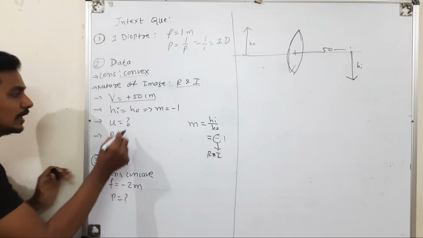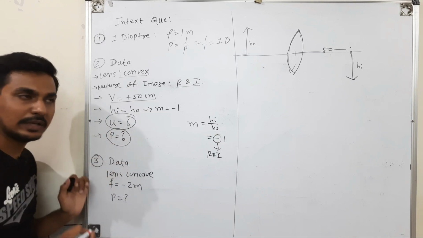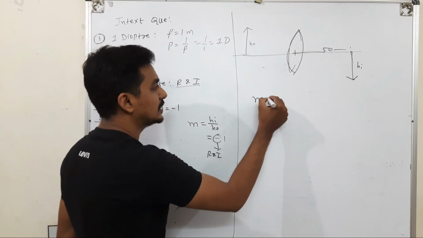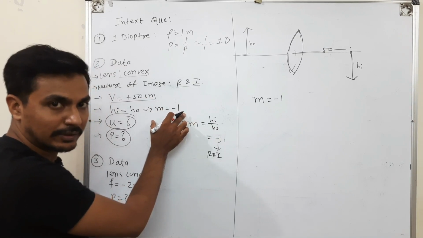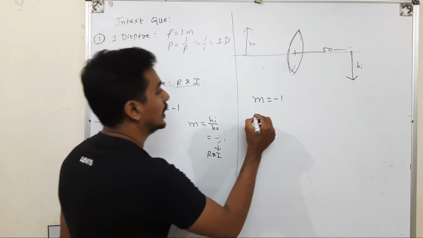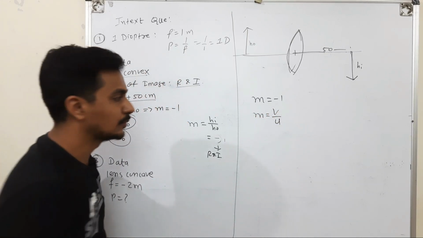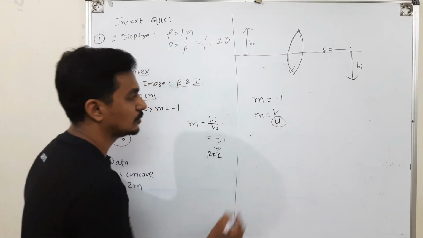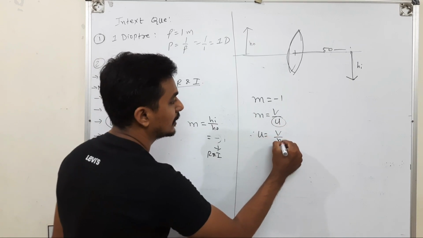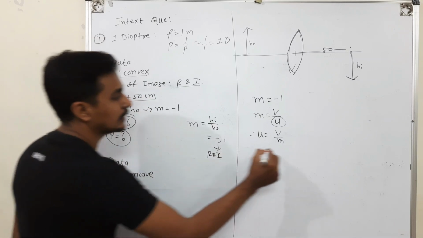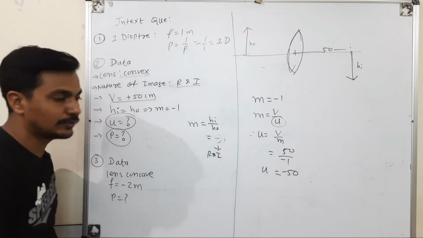Okay, and what is asked to find? Where is the object placed, and what is the power of the lens? So very simple, we have m equals -1, which is given in the question. We also know that in the case of a lens, m equals v by u. Therefore u equals v by m. What is v given? 50 divided by magnification -1. So u is equal to -50 centimeter.